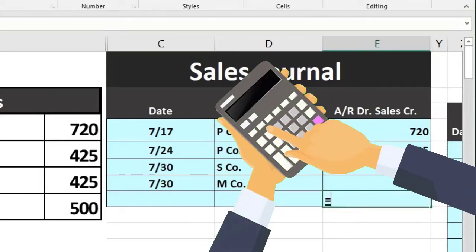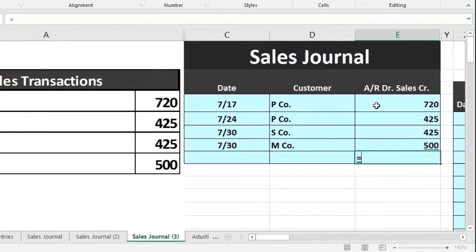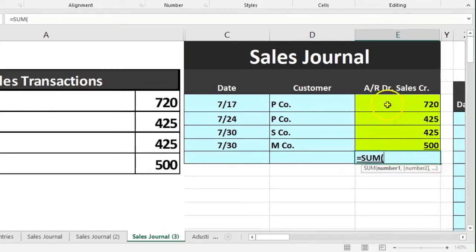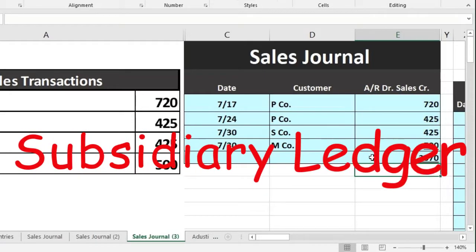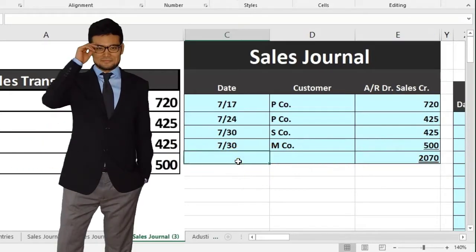So let's do that. Equals. We're going to use the sum function, most used function, the one we really want to know. SUM, and double click that sum function. Highlight the 720 down to the 500 and enter. So that should match. That 2070 should match what we had in the subsidiary ledger. We'll double check it in a second, but I'm confident it's going to match.